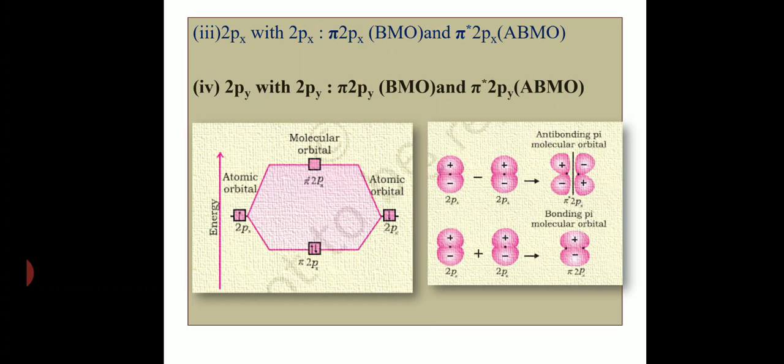Next, in the previous class also we learned the formation of pi bond, right? So pi bonds are formed by sideways overlapping of 2px with 2px and 2py with 2py, right? So they form pi 2px bonding molecular orbital and pi star 2px anti-bonding molecular orbital. In the same way, 2py also makes bonding and anti-bonding molecular orbitals, right?